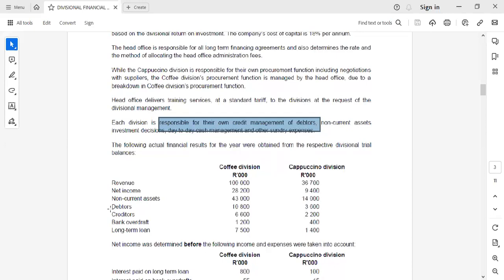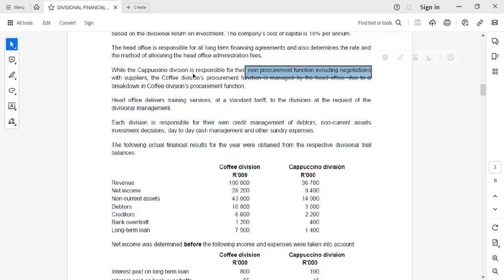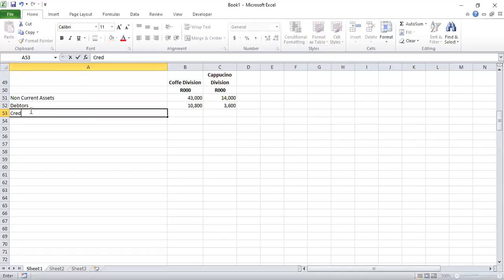Right, then creditors. Remember that Cappuccino is responsible for their own procurement, including negotiations with suppliers. So for Cappuccino, we would include the creditors. But for the coffee division, we're not going to include it, because their procurement and all their transactions to do with creditors are managed by head office. So for the coffee division, we're not going to include the creditors because they are a product of the procurement decision making. So here it will be 0, and there we would subtract. Remember that creditors is a liability, so that's why we are subtracting.